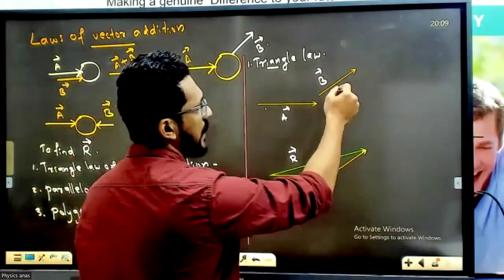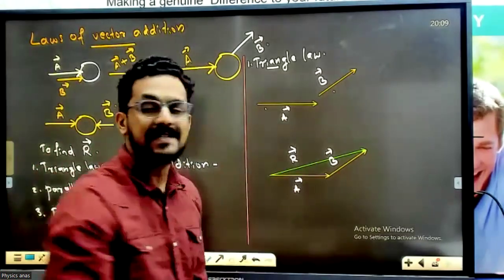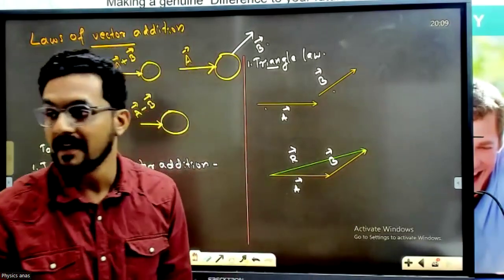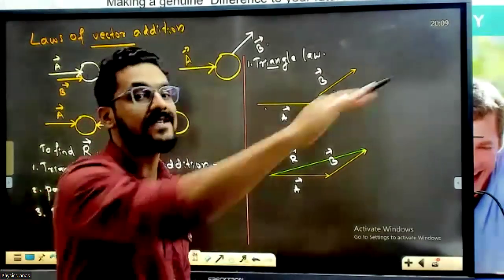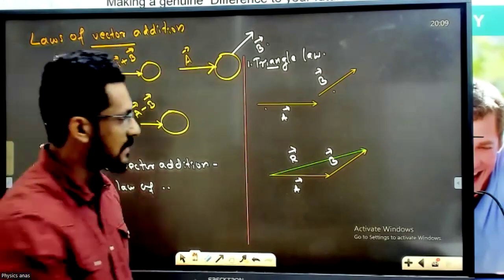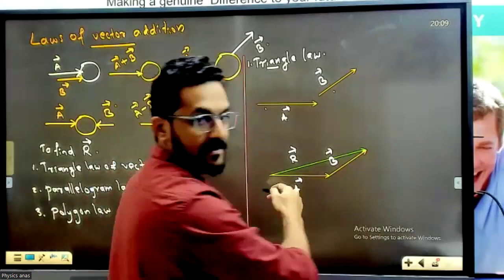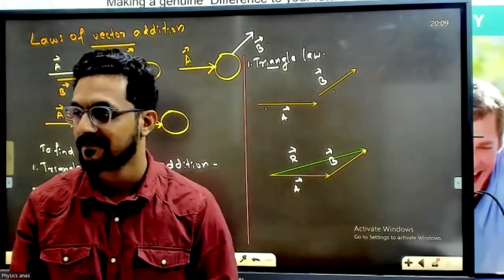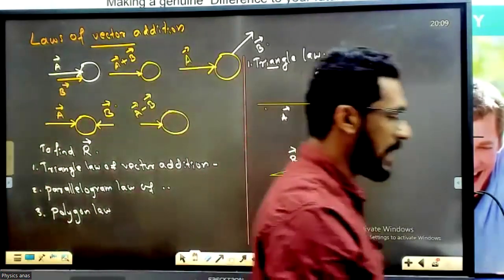If you have two vectors, they can be represented as two sides of a triangle taken in order. Then their resultant will be the third side of the triangle taken in reverse order. Now this is a triangle, right? Third side of the triangle taken in reverse order. Did you get it? So you can write it. I will tell you what to write.